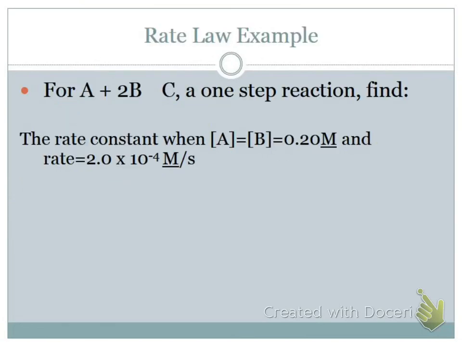So here we have this equation. A plus 2B, that's supposed to be a yield. And I think yours says A equals on your paper, so change that to a plus sign on your notes. Okay? So it wants us to find the rate constant when we have A and B both being equal to 0.2 molar, and it gives us a rate constant.